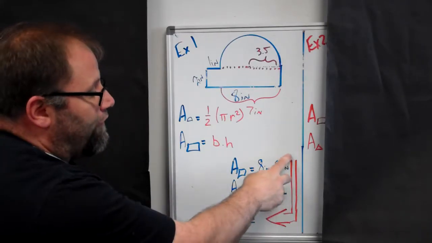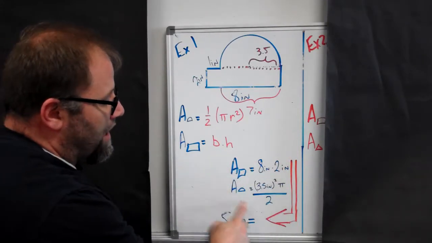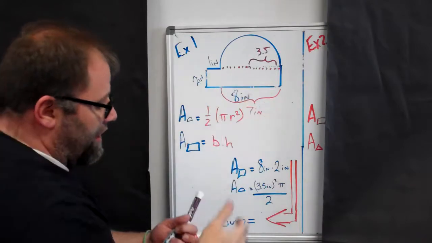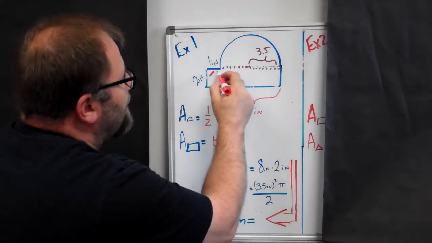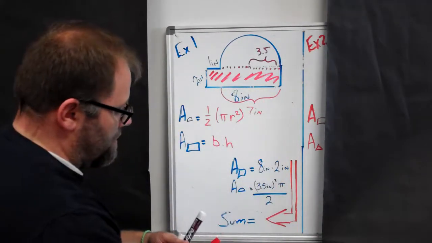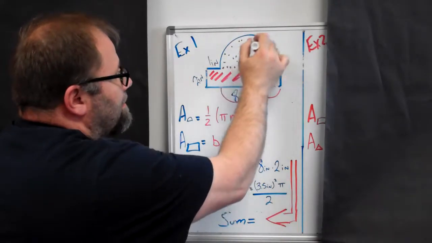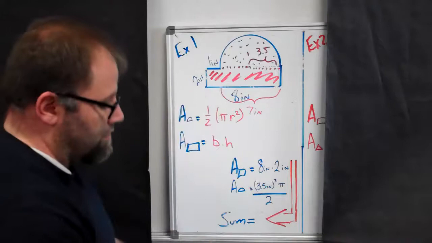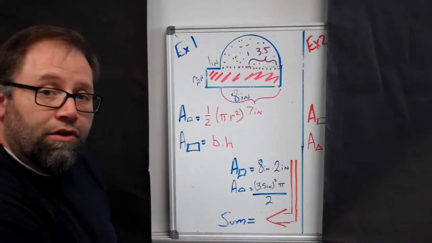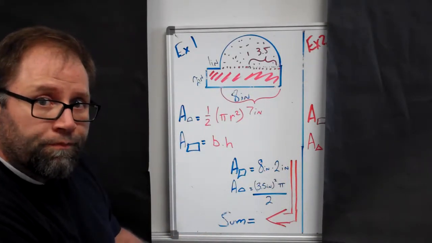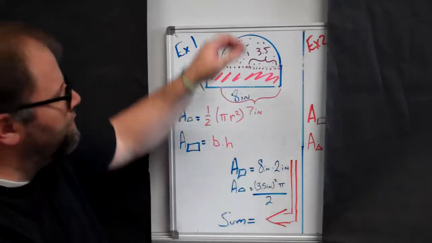What I do is I find this area here, the area of this shape, and then the area of this shape, and then I add them together for the sum. Did I do that right? Yes. Okay.